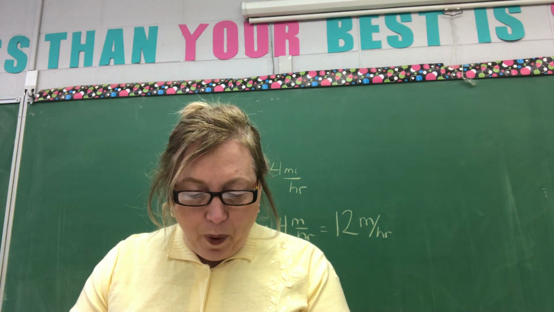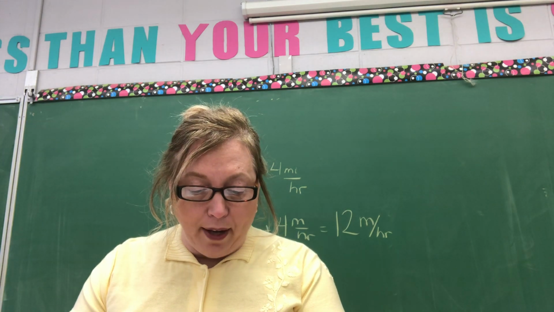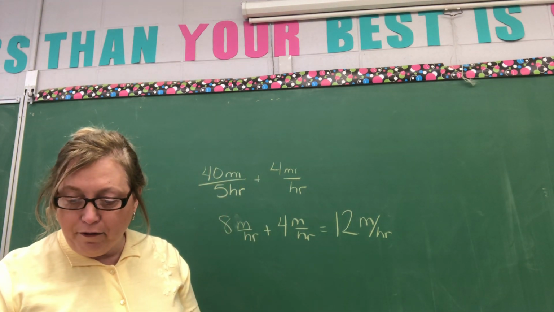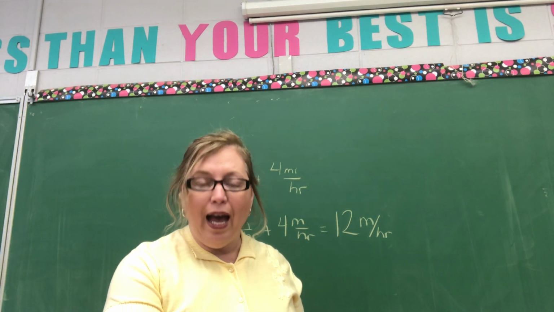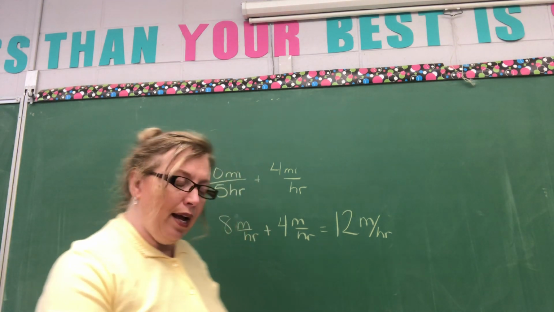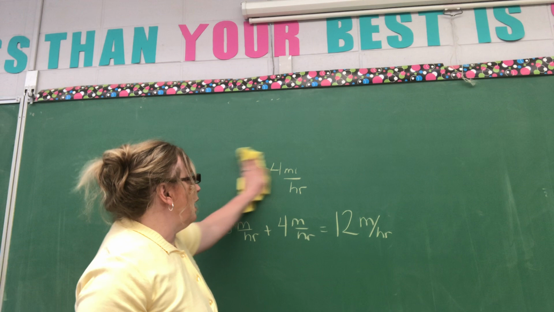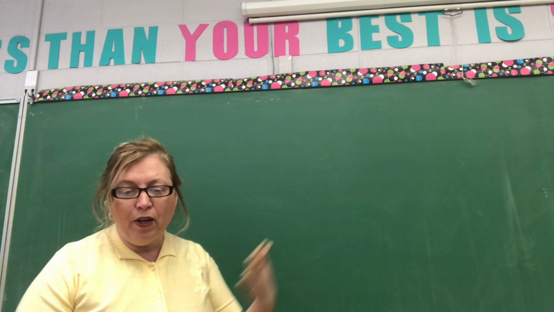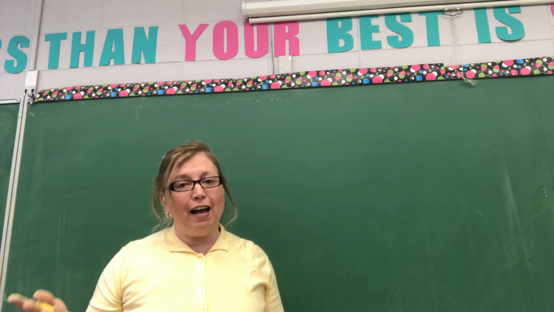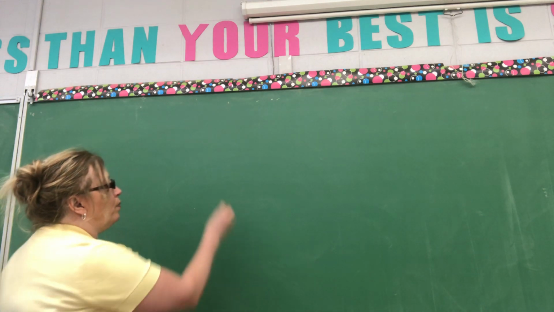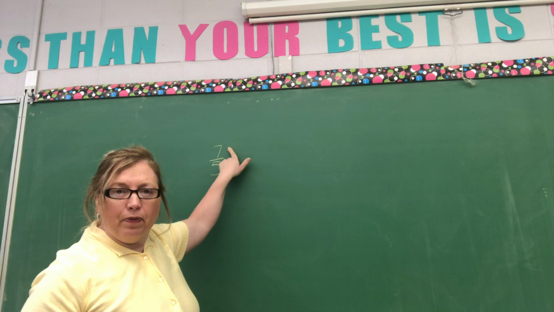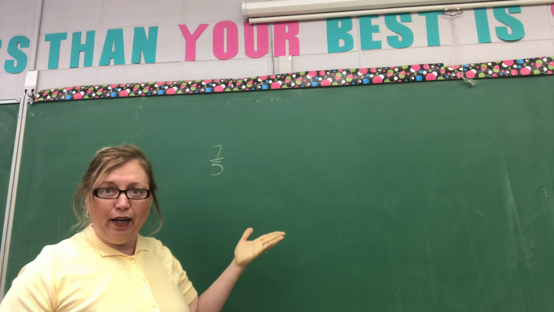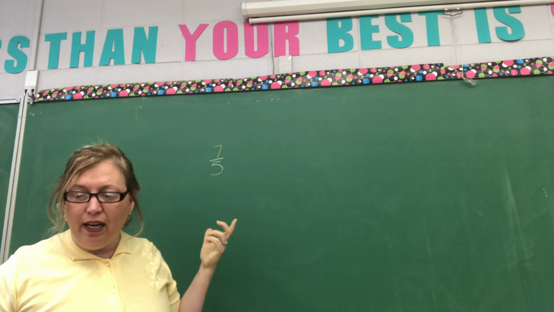Number 4. The ratio of players to onlookers is 7 to 5. If there were 112 players, how many were onlookers? Okay, so you have a sporting event, and the ratio of players to fans is basically what it's asking you. There are 7 players for every 5 fans, okay? So our ratio is 7 to 5. What does the 7 represent? The 7 represents the players. The 5 represents the onlookers.